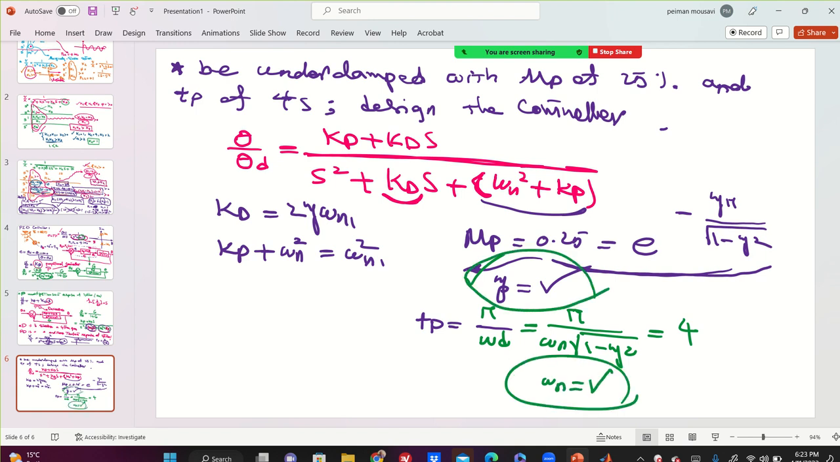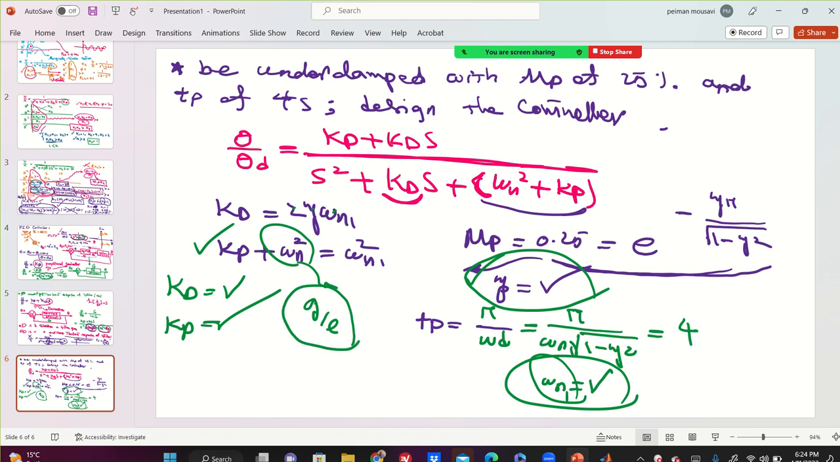Bingo. I mean omega n1. That's right. So now you can calculate KD from here: 2 zeta omega n1. And you can calculate Kp from here, because this is g over L, gravity over the length of the pendulum. I put here omega n1 squared minus this, and that's going to be your Kp. So your controller is going to be some numbers.